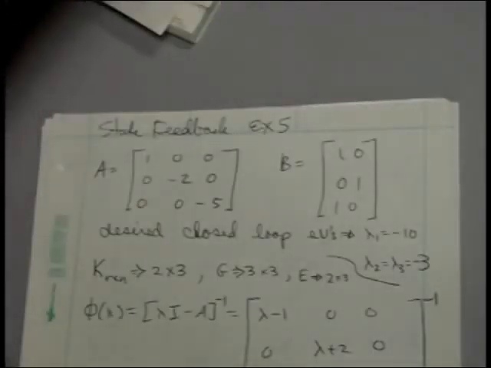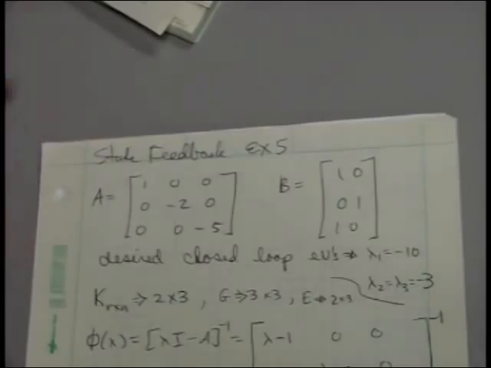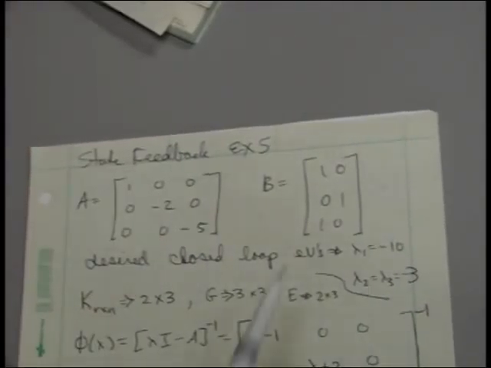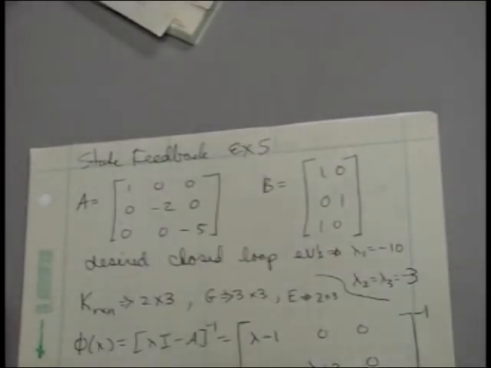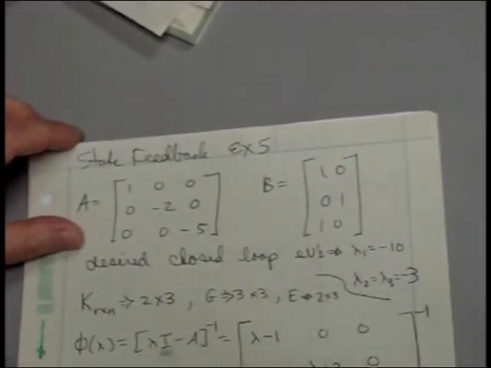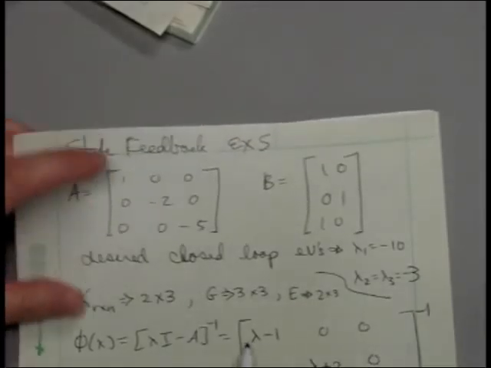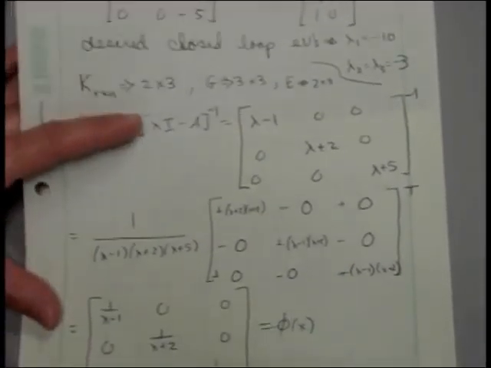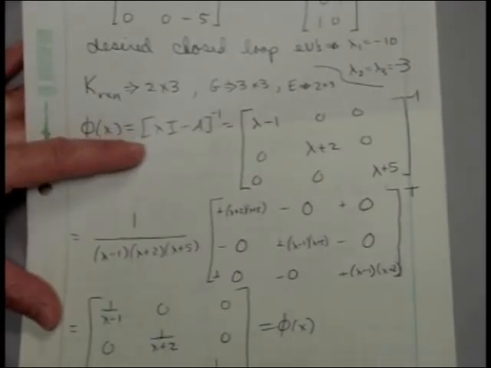Let's look at the next example. State feedback, example 5. We have a 3 by 3 A. B is 3 by 2. Same process. We find our matrix lambda I minus A inverse, and we calculate psi. This time psi again has 2 columns.